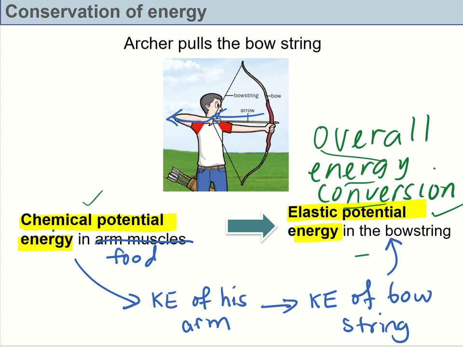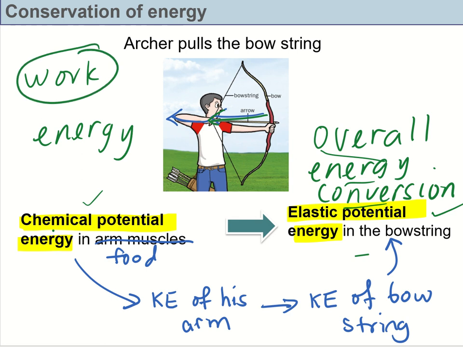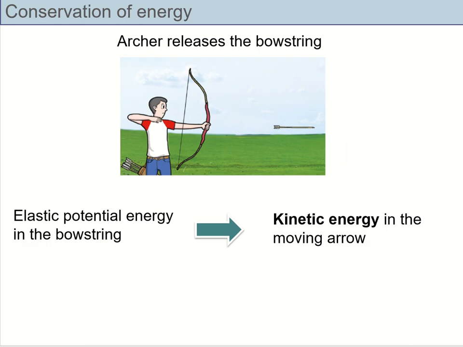Okay, and of course we know that when you are exerting a force and then the bowstring moves in the direction of your force, then work is done, right? So you can see that work and energy are very closely related. You use work to transfer or convert energy. Let's continue with the example of the archer.